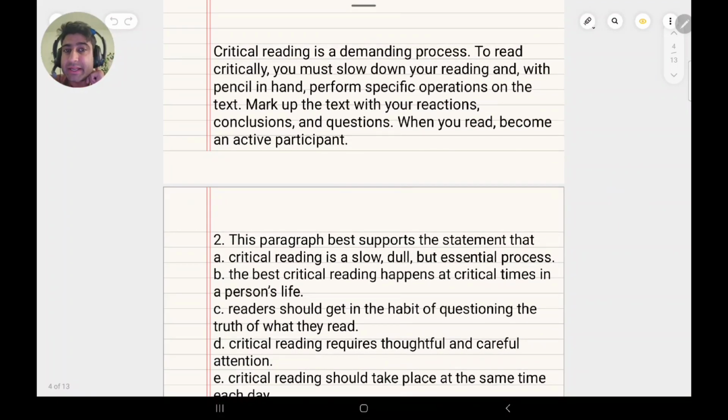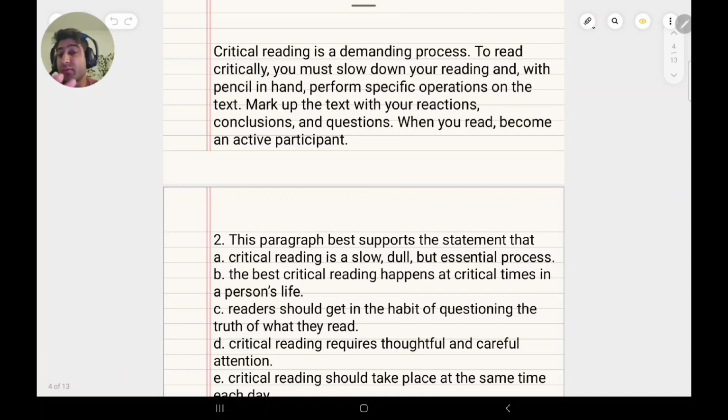Critical reading is a demanding process. To read critically, you must slow down your reading and keep a pencil in hand. It means if you have to do critical reading, reading which is very important to you, you need to slow down. You don't have to be fast, and you have to keep a pencil in hand and perform specific operations on the text. You have to make comments, underline, circle. Mark up the text with your reactions, conclusions, and questions.